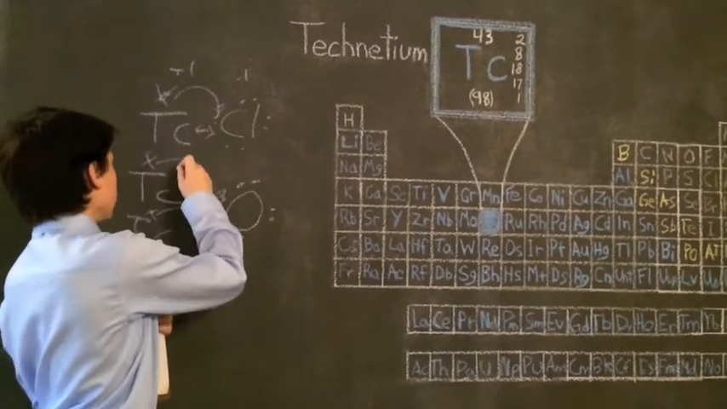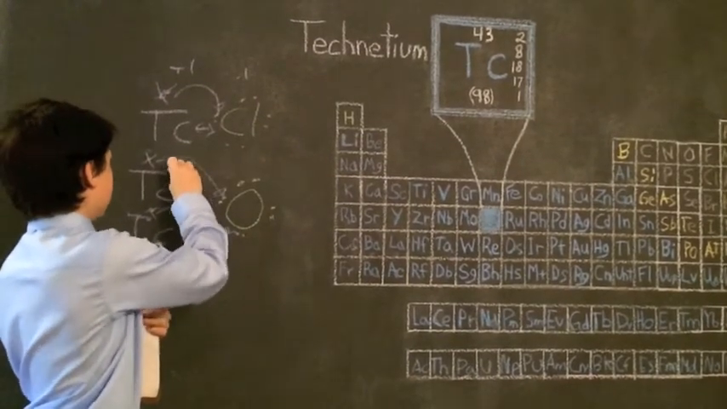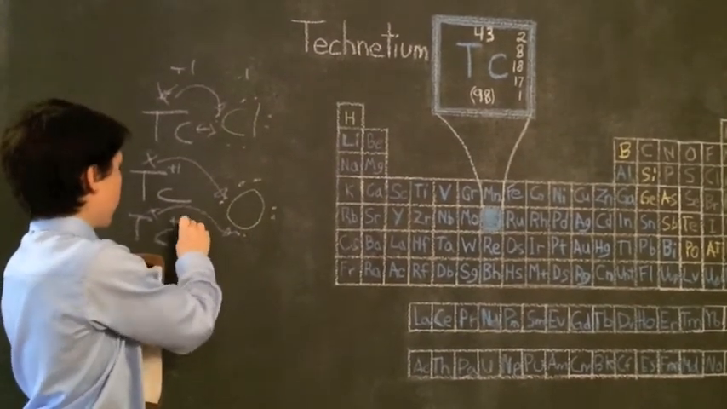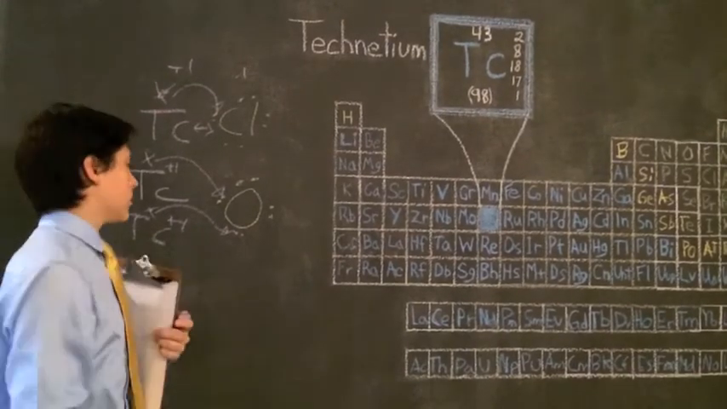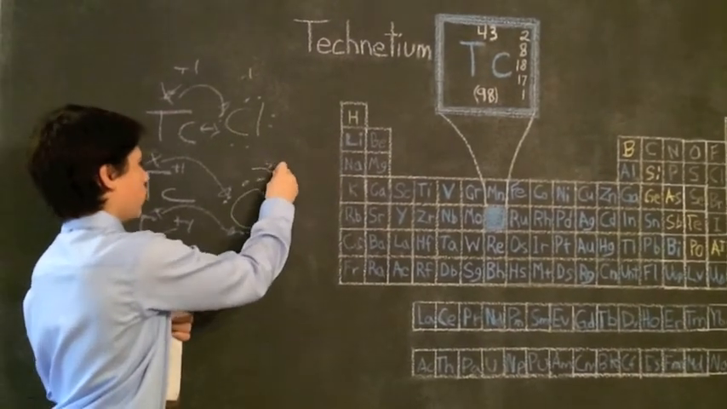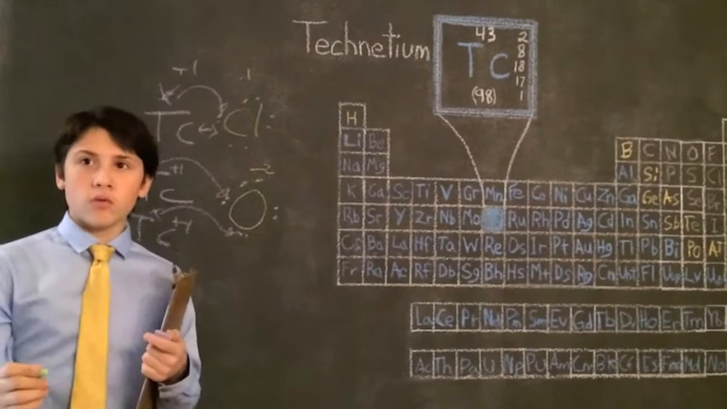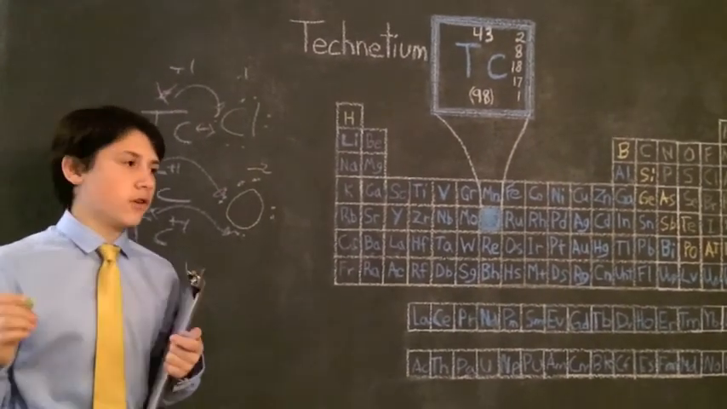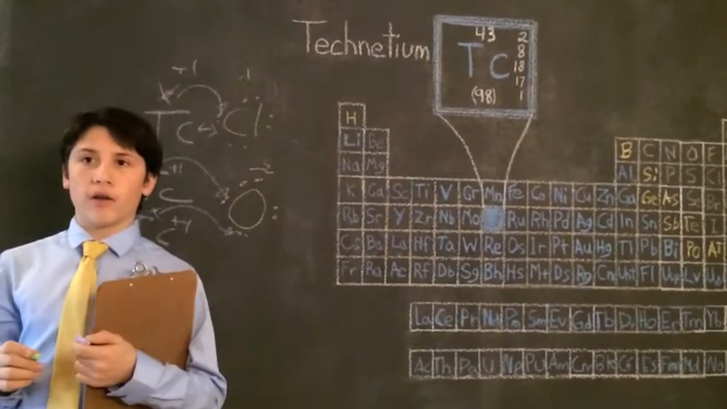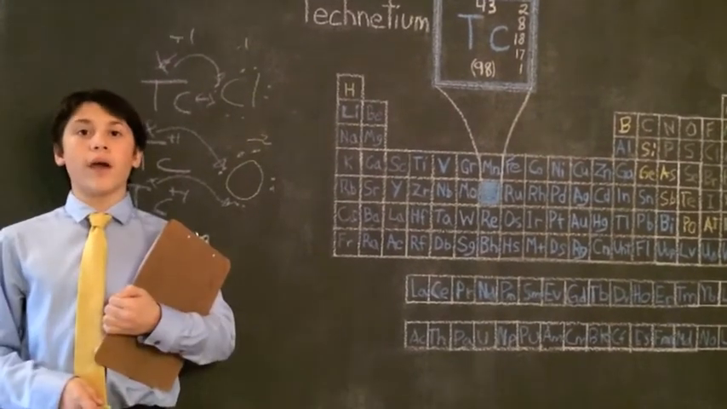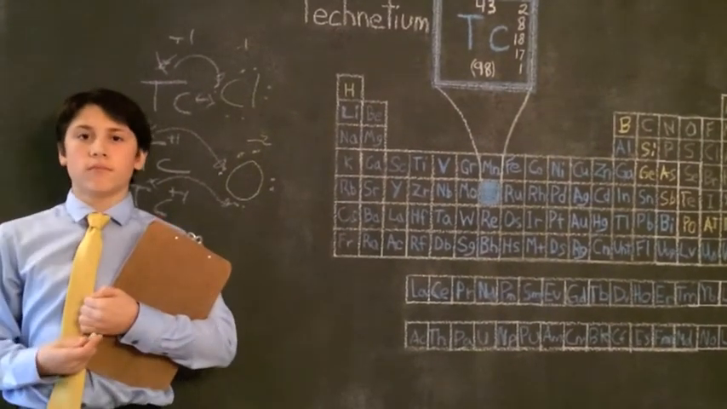Now, we have 2 technetium atoms positive by 1, and we have 1 oxygen that's negative by 2. 1 plus 1 equals 2. Positive 2 and negative 2. Then they attract to form a bond. Now we have technetium oxide.